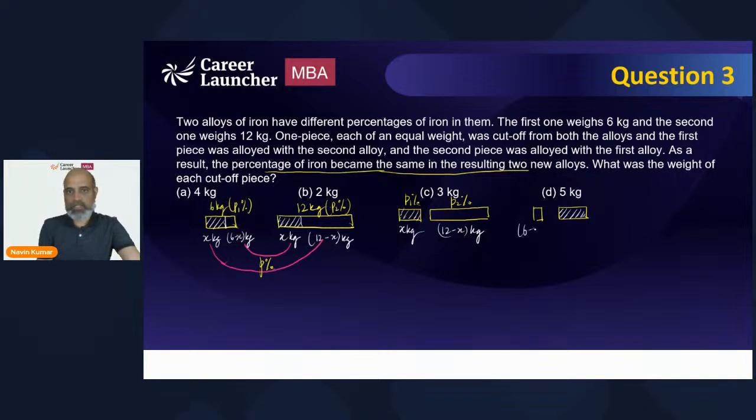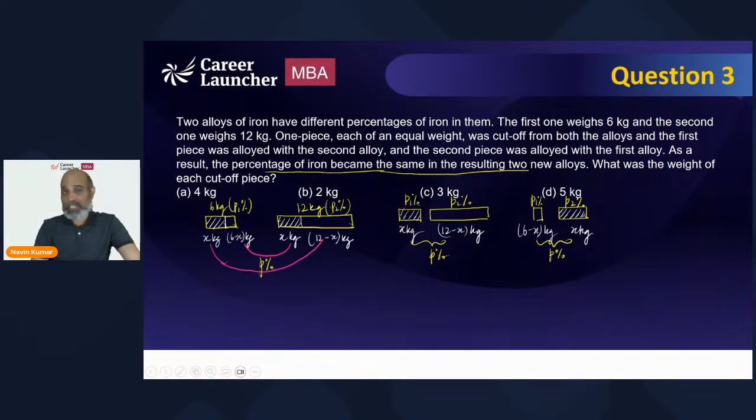So this is 6 minus X kg and this one is X kg. Percentage being P1 percentage here and P2 percentage here. Now when they are mixed, it results in P percentage, and this average also results in P percentage. We need to find out the value of X from here.